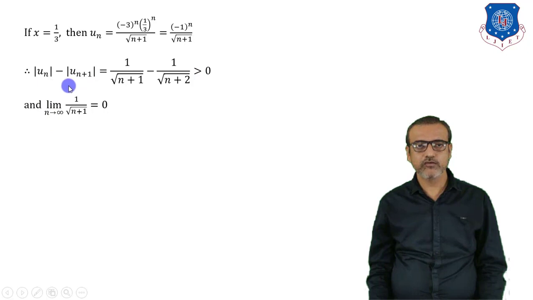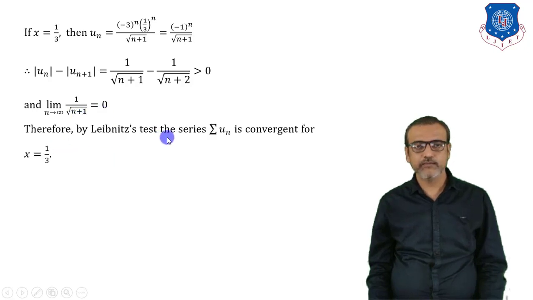So we have modulus of un minus modulus of un plus 1 is greater than 0. Therefore, modulus of un is greater than modulus of un plus 1, and limit n tends to infinity of 1 upon square root of n plus 1: as n tends to infinity, 1 upon square root of n plus 1 tends to 0. So the limit is 0. Therefore, by the Leibniz test, the series sigma un is convergent for x equals 1 upon 3.